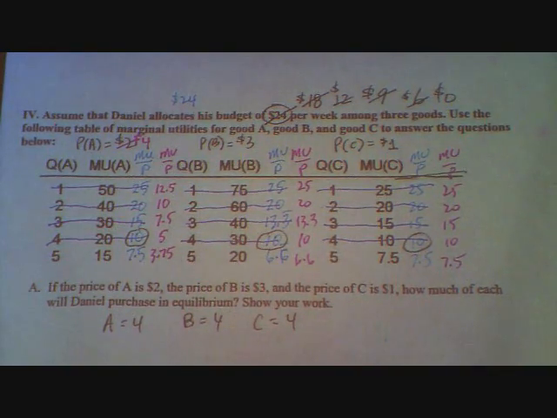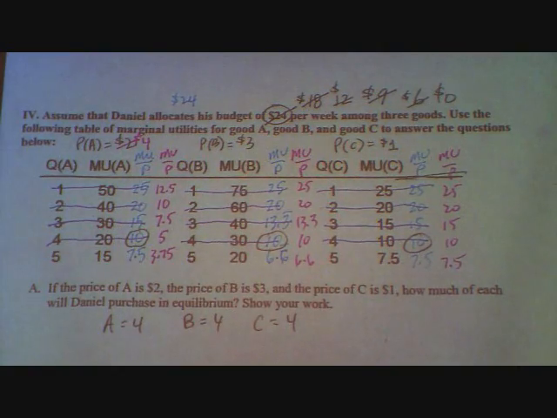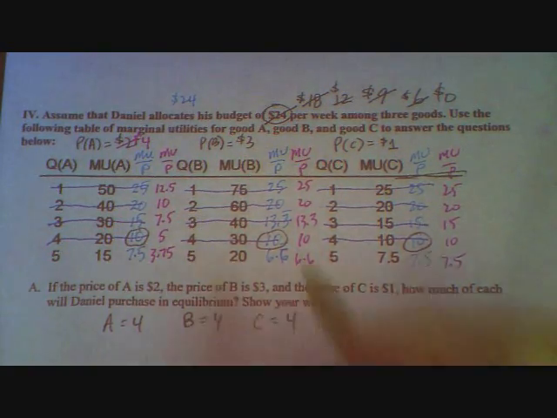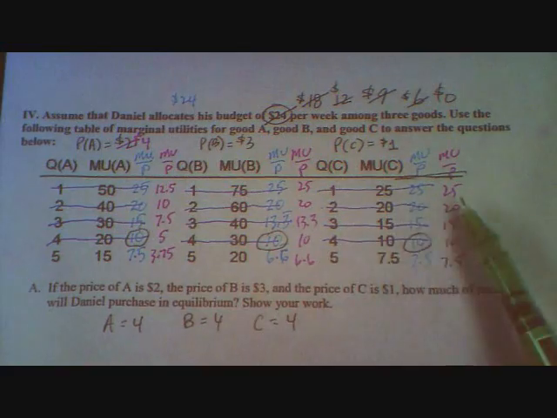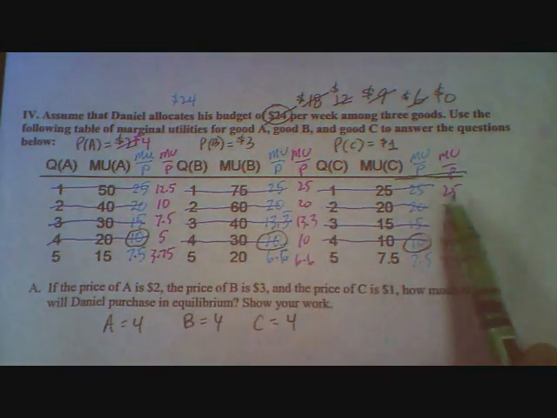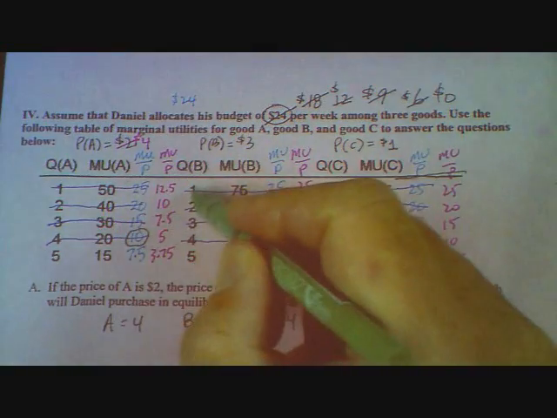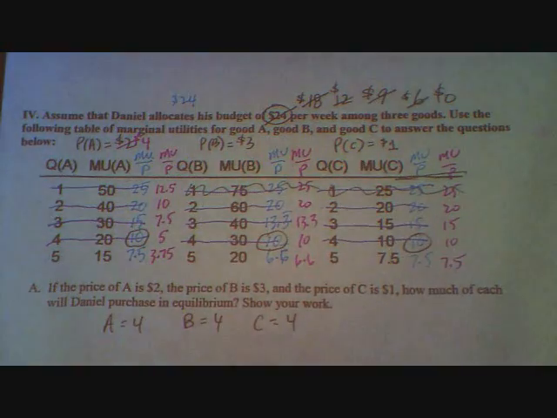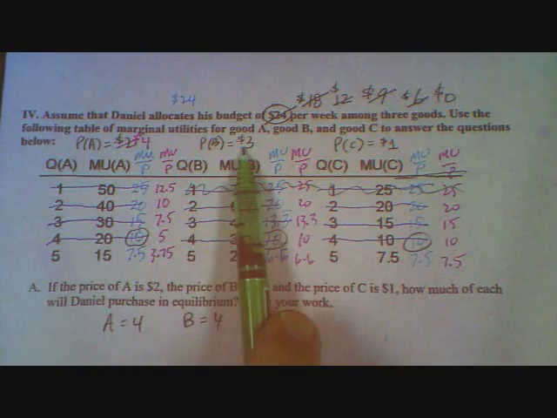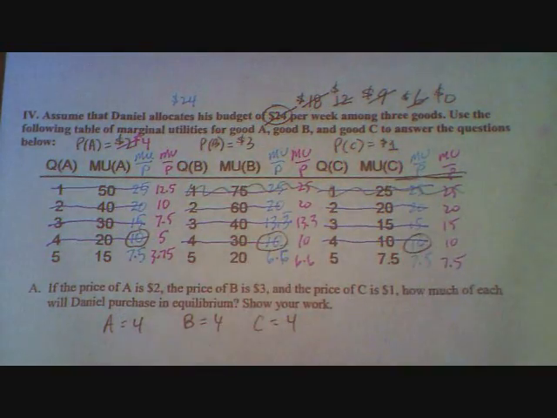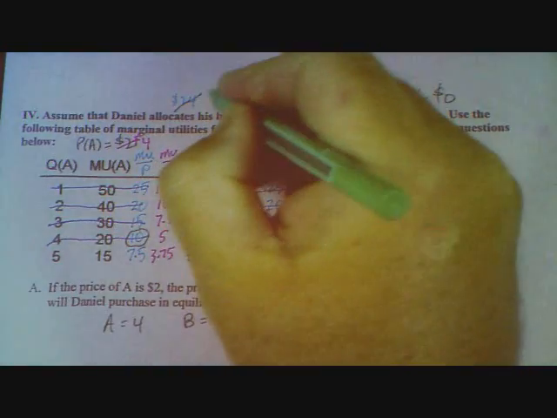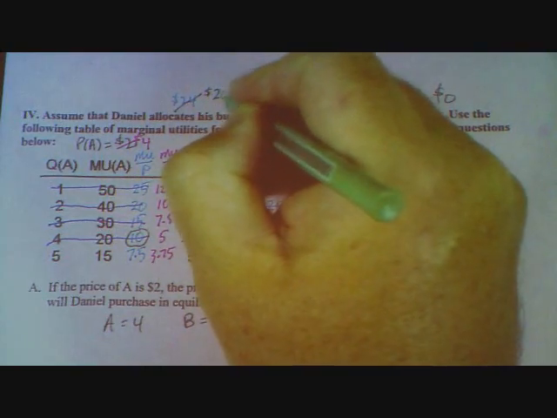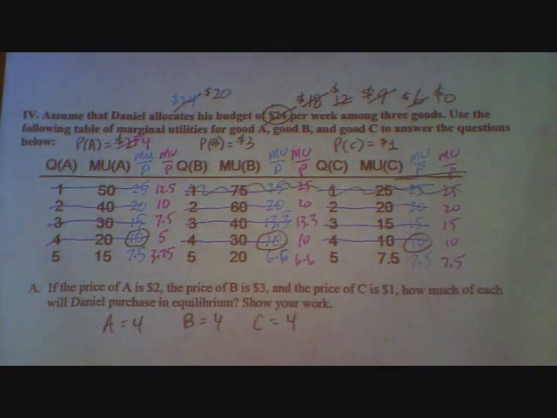And the answer is he's going to buy the B and the C because they give him more satisfaction per dollar than the A does. 25 is more than 12.5, so he's going to buy the first B and the first C. B costs $3, C costs $1, that's $4, so Daniel's got $20 left.